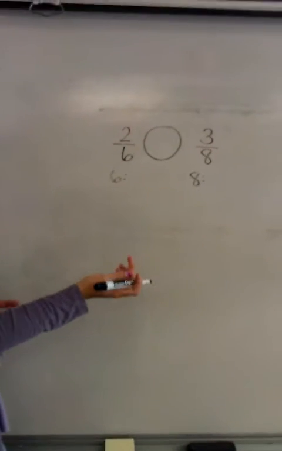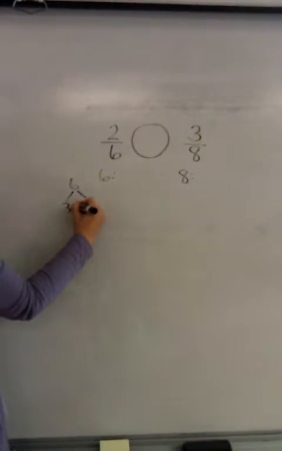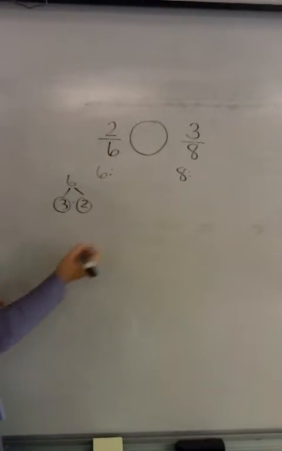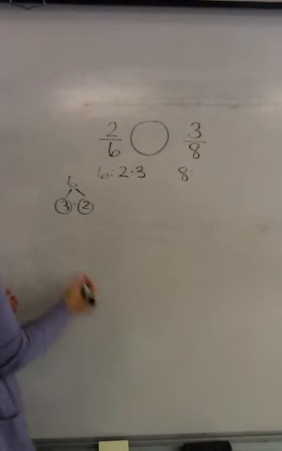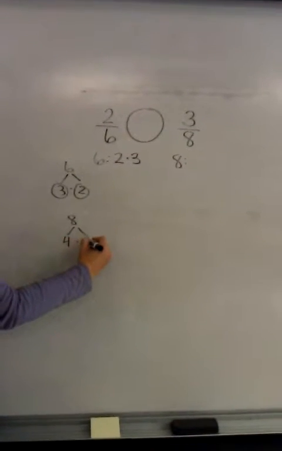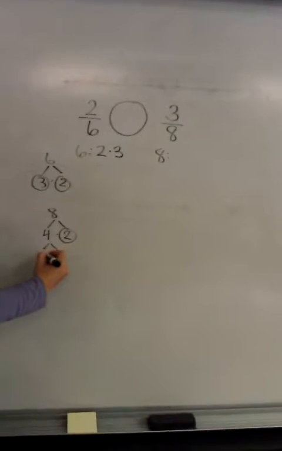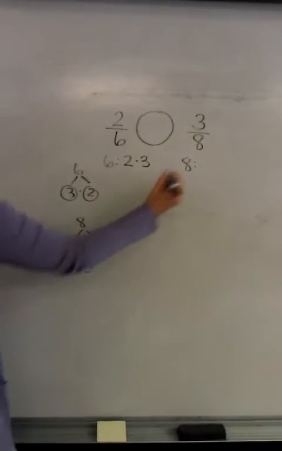If I didn't know my prime factors for 6, I would do a factor tree. Well, 3 times 2, they're both prime, so I write down 2 times 3. For 8, I'm going to do a factor tree as well. 8 would be 4 times 2. 2 is prime, 4 is not. So then 4 is 2 times 2. So my prime factors are 2 times 2 times 2.